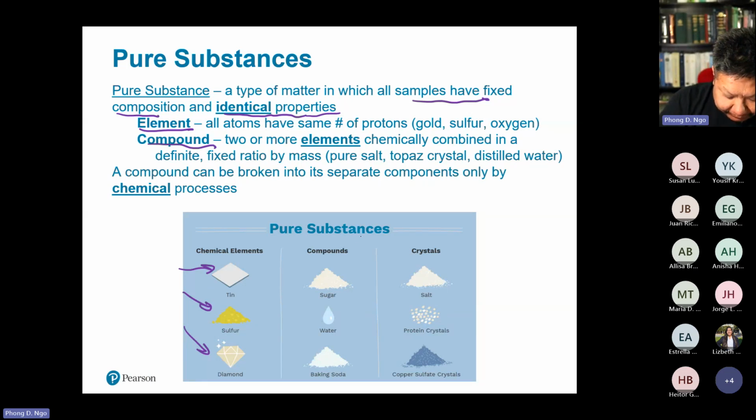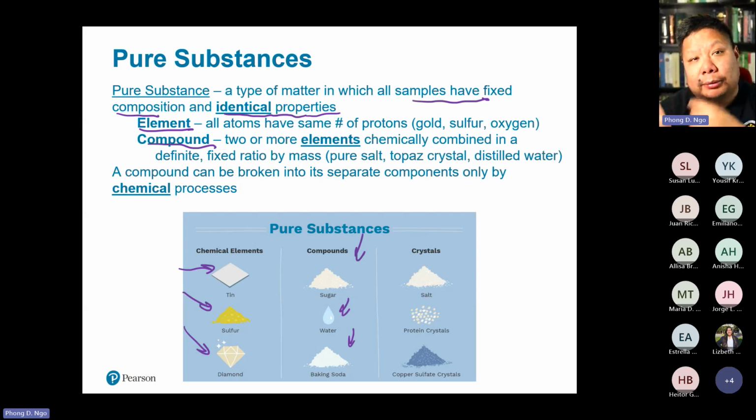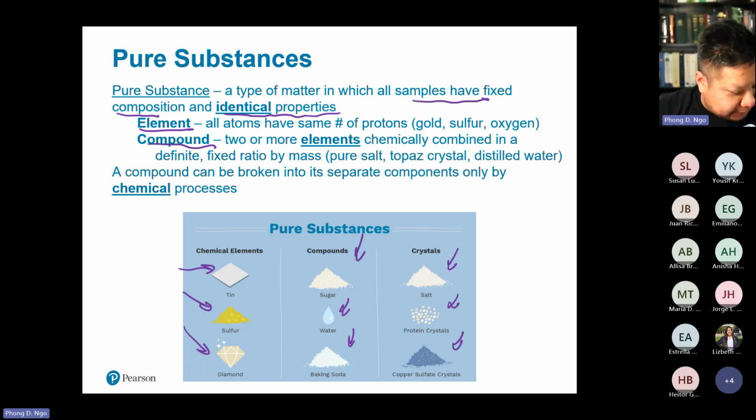Diamond is also a pure substance, because it's made of all carbon atoms. We also have pure compounds, like sugar, water, and baking soda. Those are multiple atoms put into one molecule, like a molecule of water, a molecule of sugar, a molecule of baking soda. When they get together, they're all the same molecule. Salt, too. Proteins. Copper sulfate. Those are all pure substances. They don't have any other compound in them.